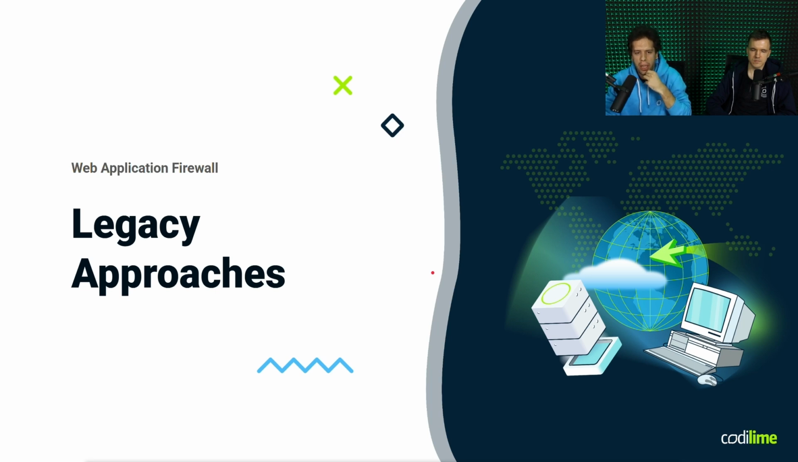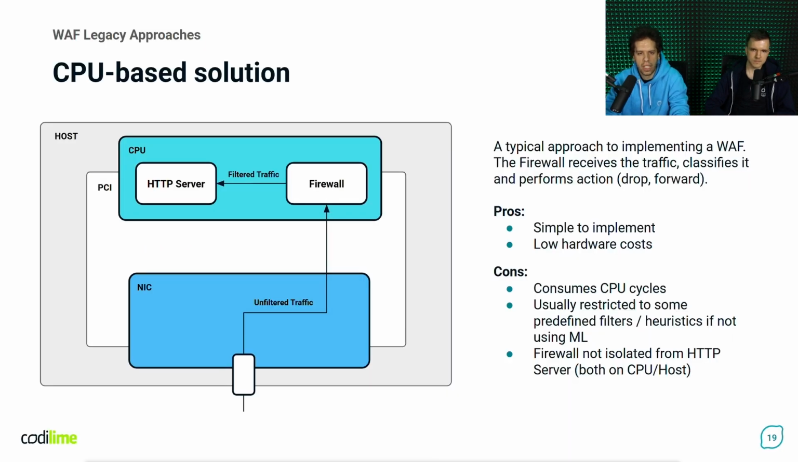Now I'm going to talk about the legacy approaches, so how this used to be solved before. So the simplest is a CPU-based solution, right? We have a NIC, we have a CPU, and the traffic comes in on the NIC, and the unfiltered traffic goes onto a separate application on the CPU, that is the firewall. And then the traffic from the firewall, if deemed not malicious, is forwarded to the HTTP server. The pros of that is that it's obviously very simple to implement. There's no additional hardware or software complexity. And we also don't have to spend money on the hardware.